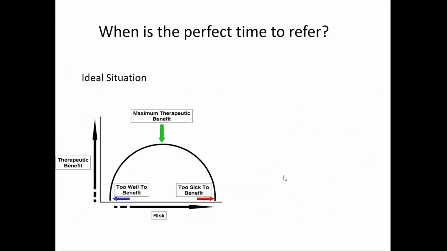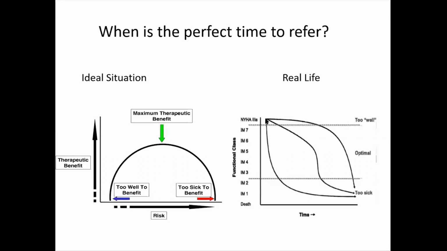In the ideal situation, we could predict the best time for these therapies, including LVAD and transplant, because if patients are too well they're not going to benefit, and if they're too sick they will not benefit, so we'd want to predict the right window. But unfortunately, that's not what happens in real life.